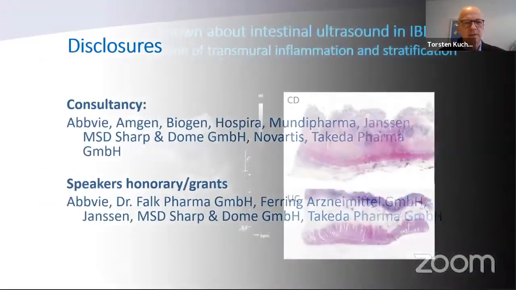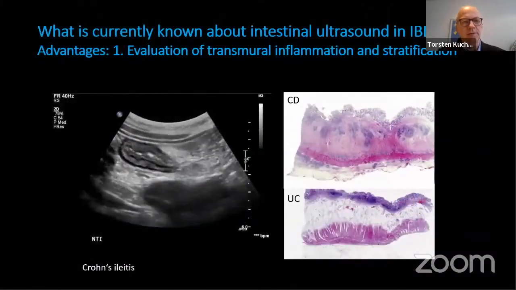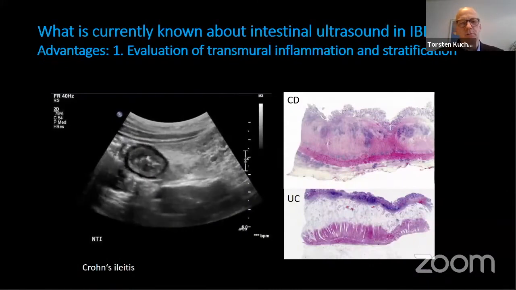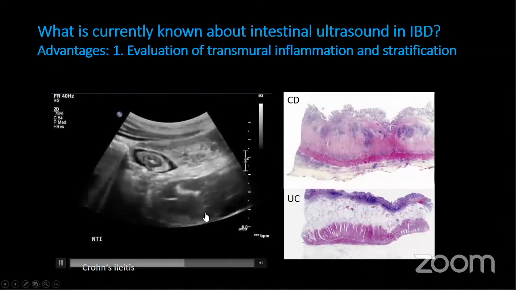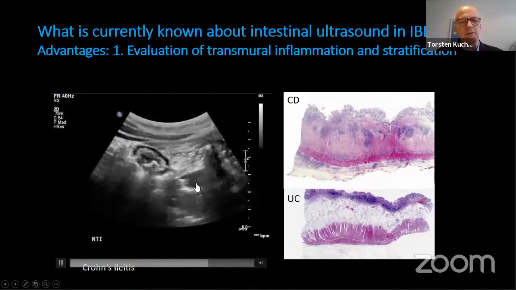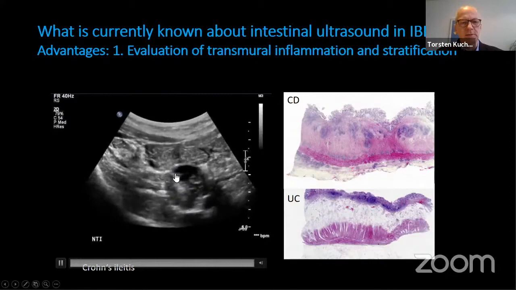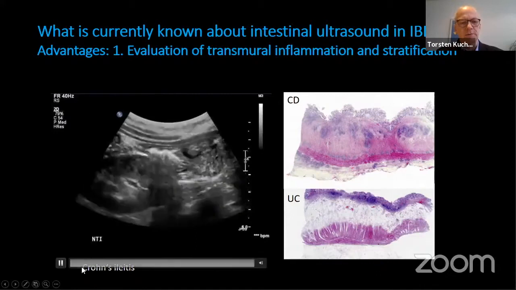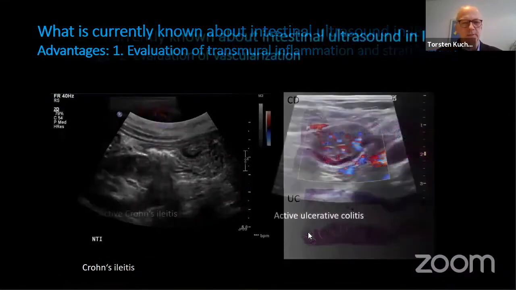I want to start by showing you three advantages of why we should use intestinal ultrasound in IBD patients. First of all, we have a direct reflection of what is going on in the intestine. So we can evaluate transmural inflammation. You can see here a patient with Crohn's ileitis, and it directly reflects what you can see during histology. And this holds true for Crohn's disease as well as ulcerative colitis.